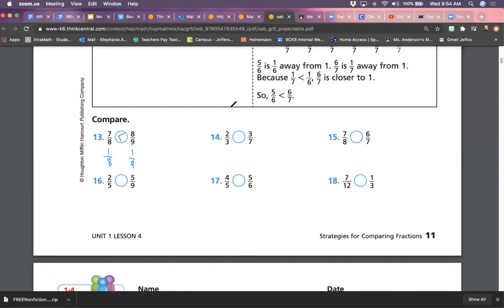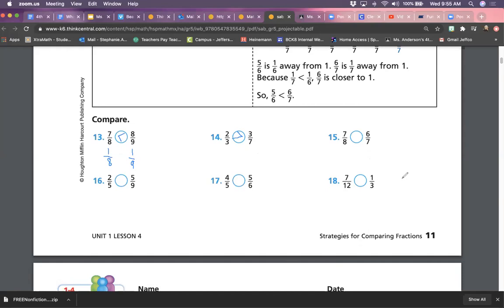Another one, if we look at 2/3 versus 3/7, well, 2/3 I know is greater than 1/2. And 3/7 is less than 1/2. So I could use that strategy real quick to go on this one. And let's see, I'm going to pick one more. Let's go to 18: 7/12 and 1/3.